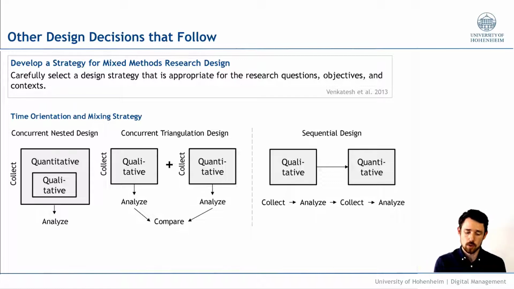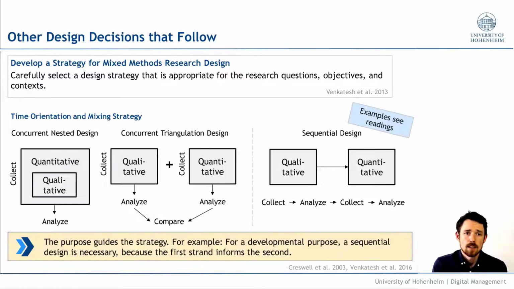So basically what you could do, you could analyze both of those data types and then compare those results in a triangulation design. Again, the purpose guides the strategy. For example, for the developmental purpose, sequential design is necessary because the first strand informs the second one.